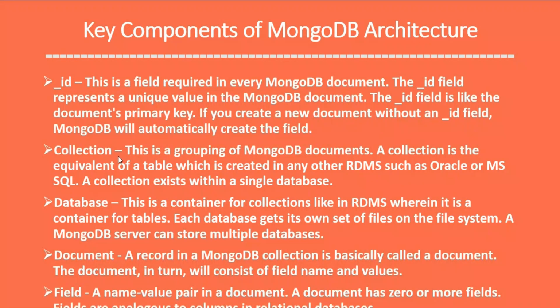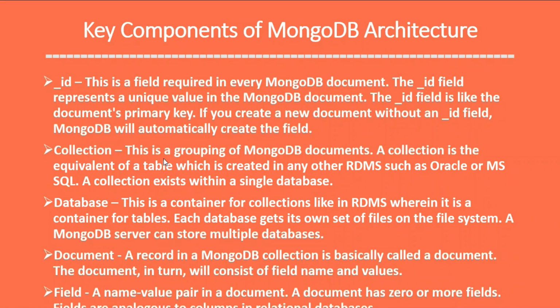And the collection. The collection is a grouping of MongoDB documents. A collection is the equivalent of a table which is created in any other RDBMS such as Oracle, MySQL database, or Postgres. A collection exists within a single database.